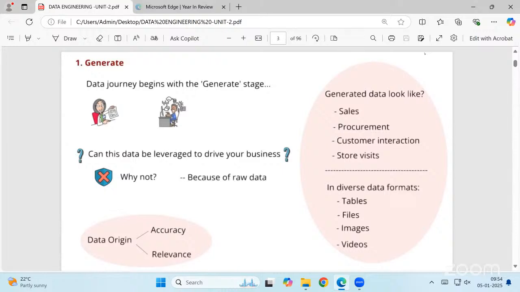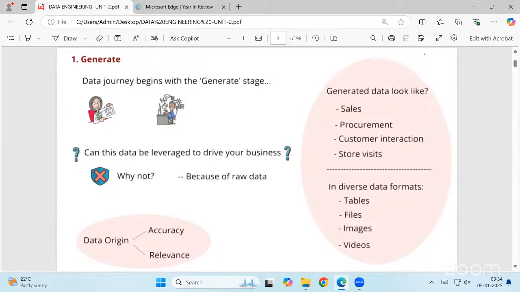And once the raw data got generated, what will you do with that? You need to check whether it is accurate data or not, or whether it is relevant data or not, relevant to a particular scenario or not. Will the data that gets generated here be helpful to improve the business of any sector? That is, can this data be leveraged to drive your business?